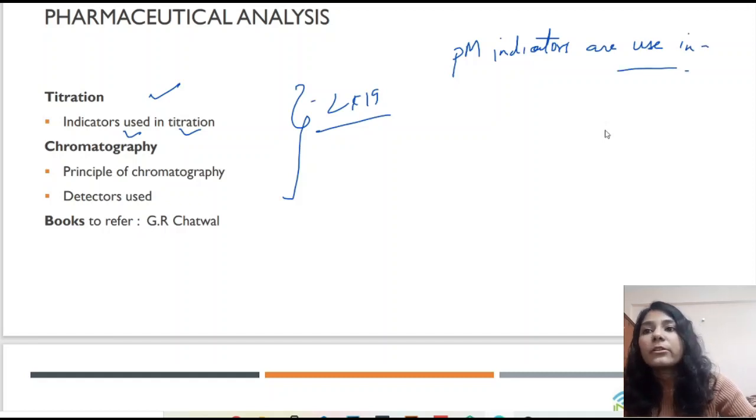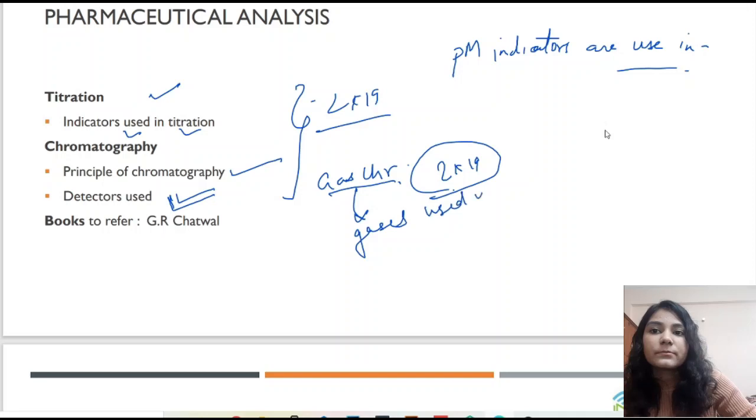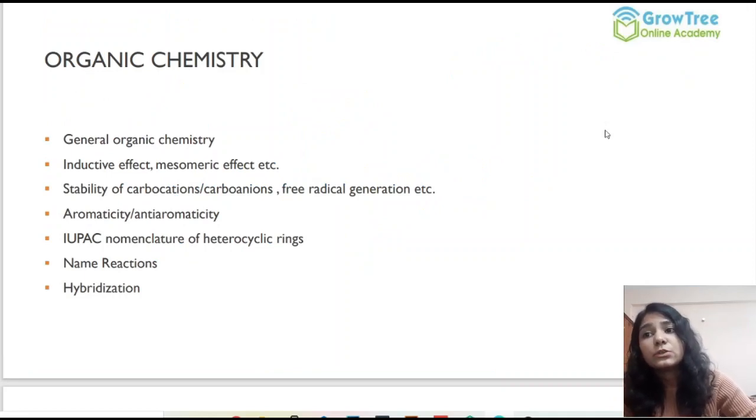Then there is chromatography. In chromatography you should be clear with the principle of the chromatography, and what detectors are used. Also you can look at gas chromatography. Like in 2K19 a question was asked on the gases which are generally used in gas chromatography. I would suggest you to use G.R.